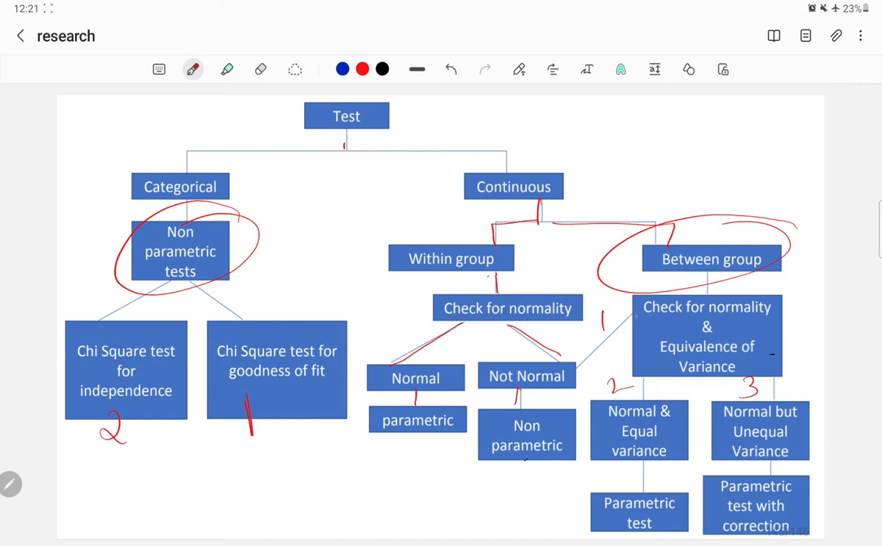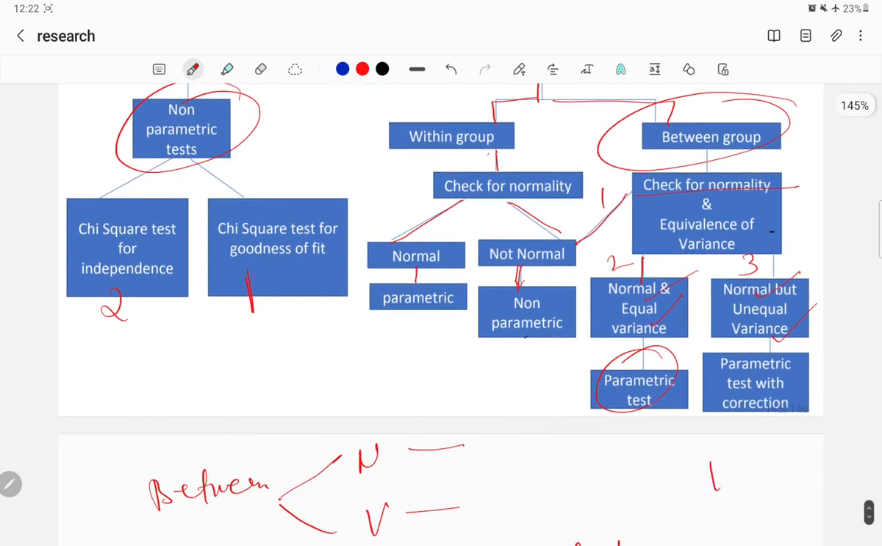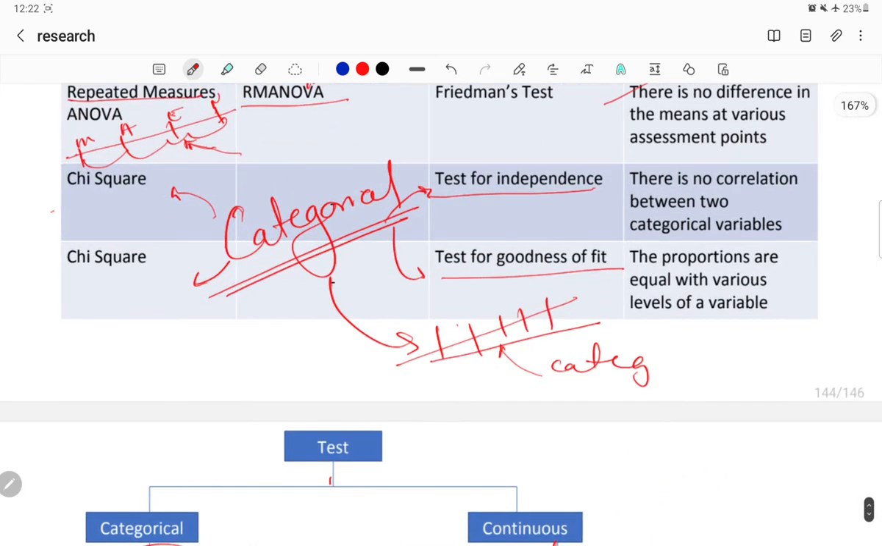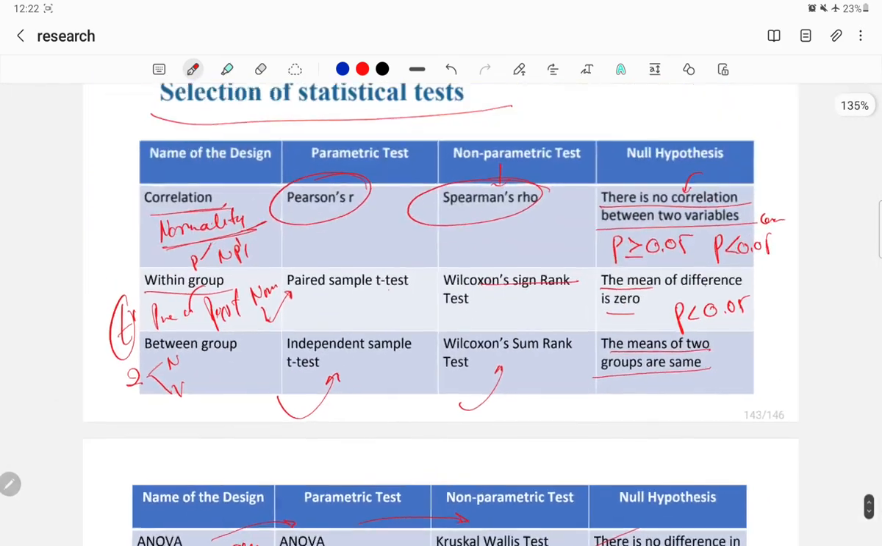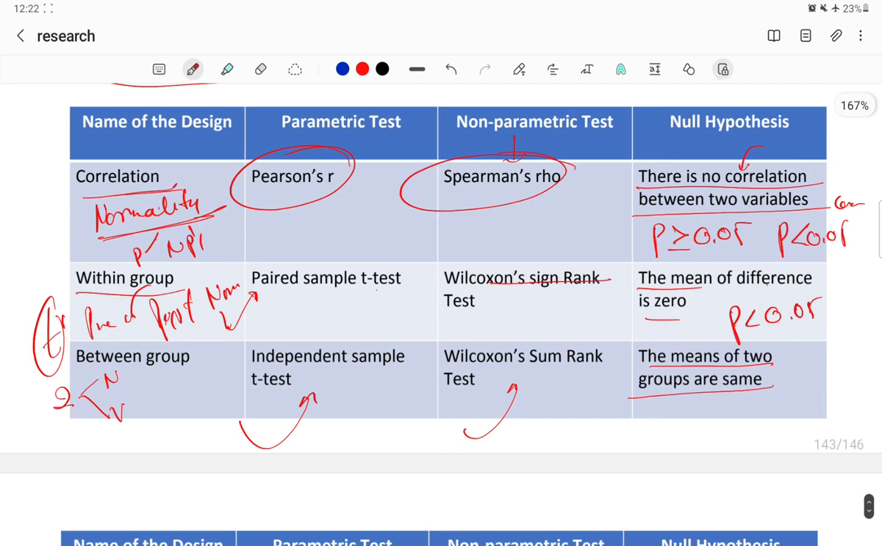We check normality; if it's not normal, directly go for the non-parametric test. If normality is satisfied and equality of variance is satisfied, parametric test. If normality is satisfied but variances are not equal, then we go for the parametric test with correction, that's called the Welch test. It's not written in the table, you can just remember it. So that's all for these statistical tests. Hope you have understood these. These are simple. Just remember the name of the parametric test, non-parametric test, design name, and the null hypothesis.